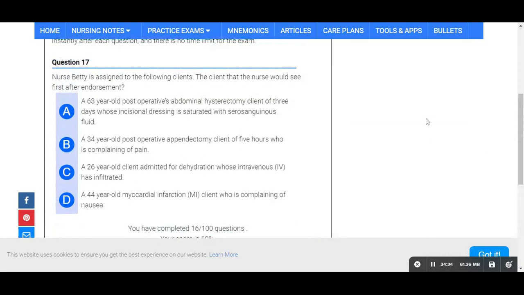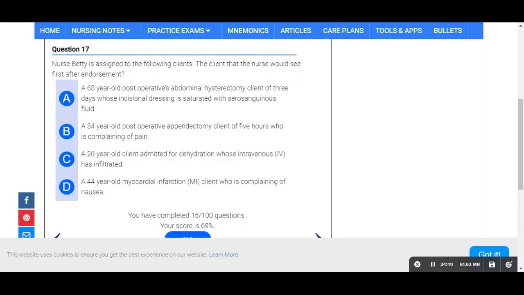Okay, now back to it. Nurse Betty is assigned to the following clients. Which client would the nurse see first after endorsement? Okay, this is talking about priorities.